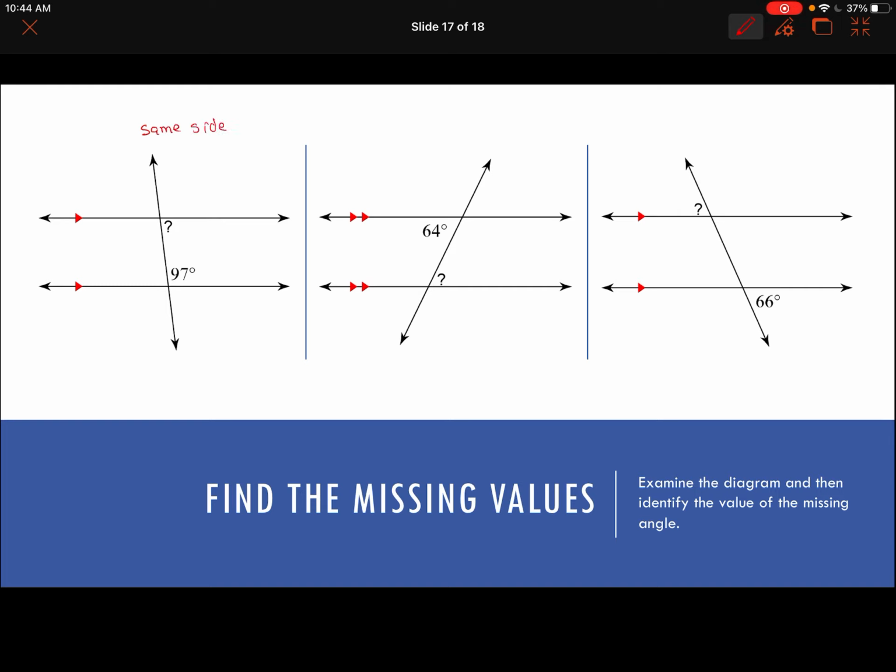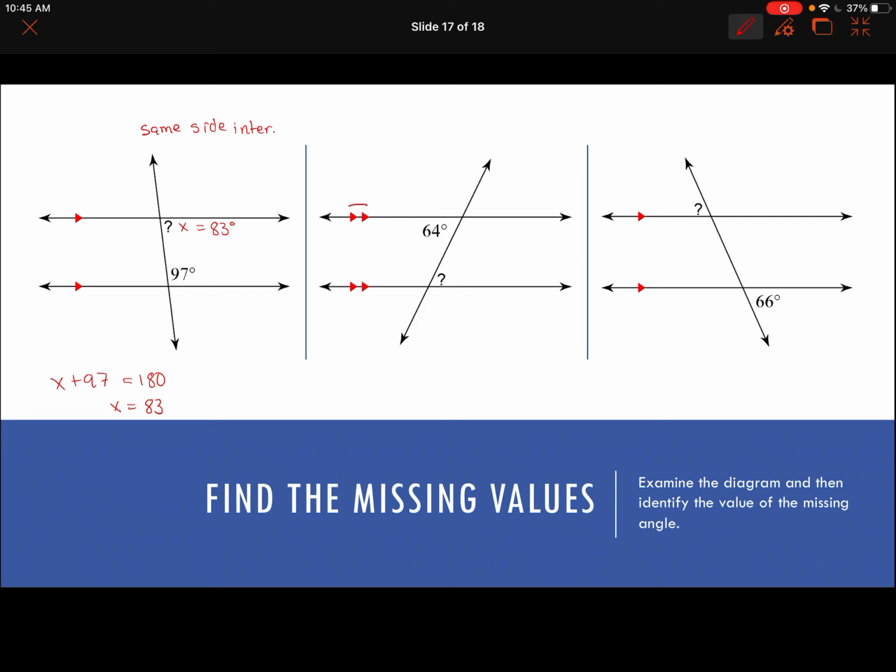So same side interior. And that's just going to mean that we have this simple equation of X plus 97 equals 180 because same side interior angles are supplementary. And so if we subtract 97 from both sides, we're going to get X equals 83 degrees. So we'll put 83 degrees.